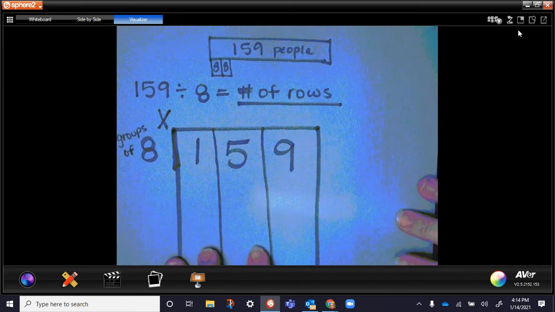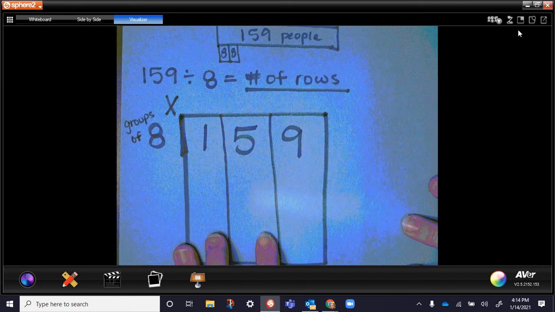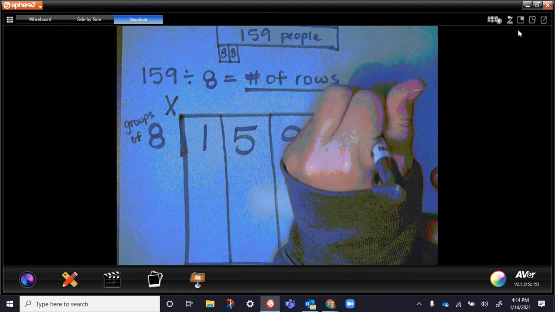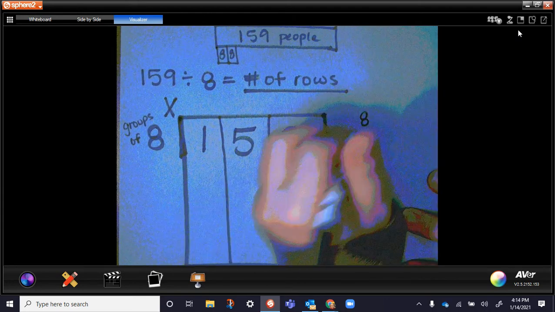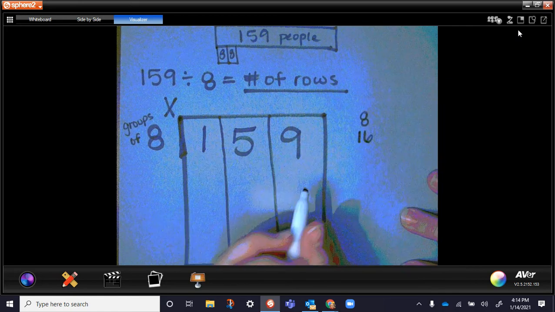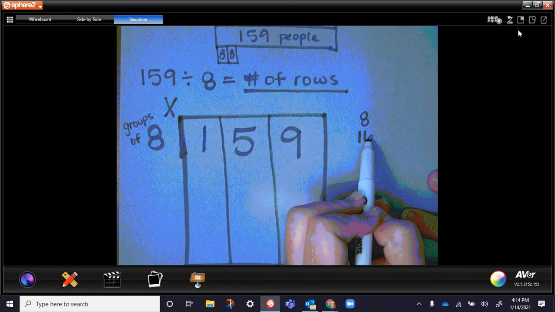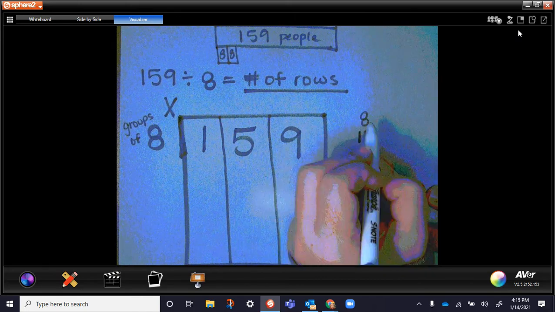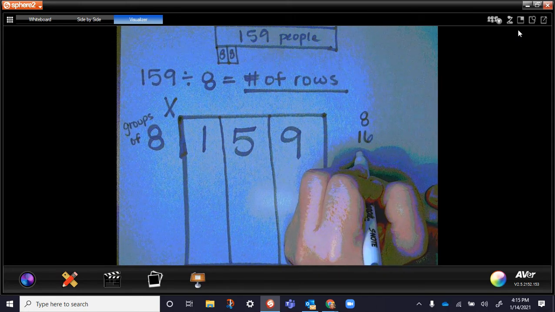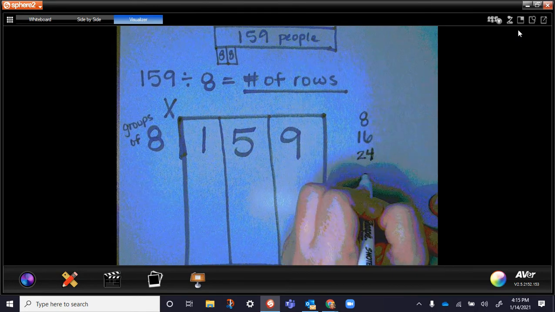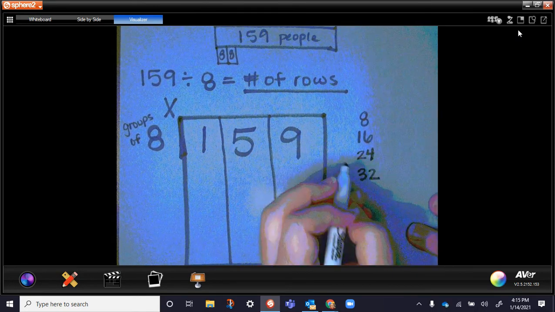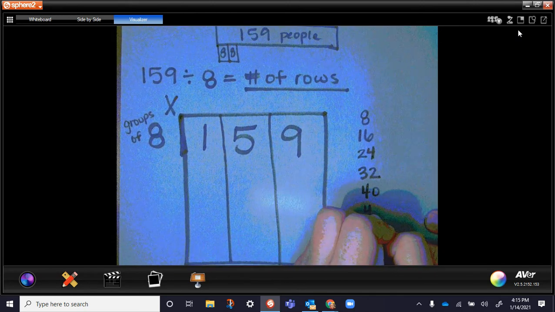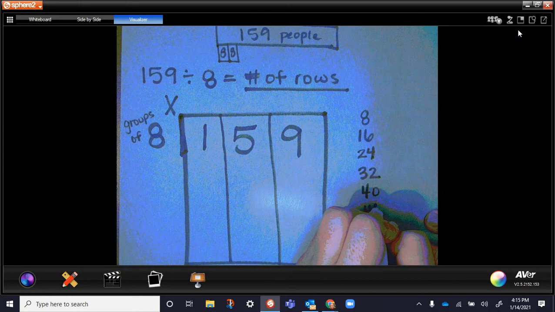And I'm going to come over here to the side and I'm going to think about what those groups of 8 are going to look like. So one row is going to be 8 people. If I have 2 rows, that's 16. So when I go from one to the next, I'm just adding an additional 8. So 3 groups would be 8, 8, and 8. Or 8 times 3 is 24. 8 times 4 is 32. 8 times 5 is 40. 8 times 6 is 48.